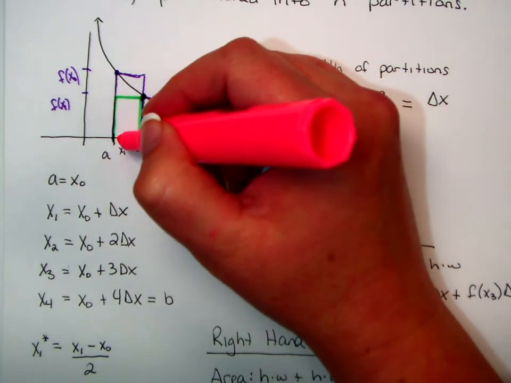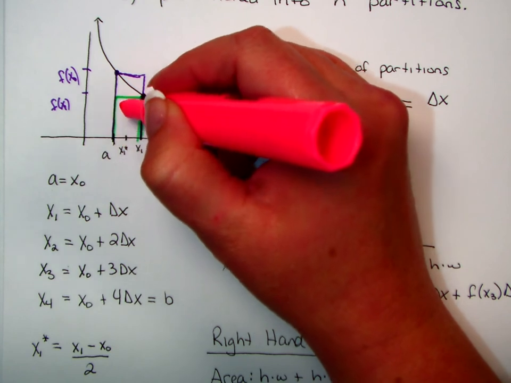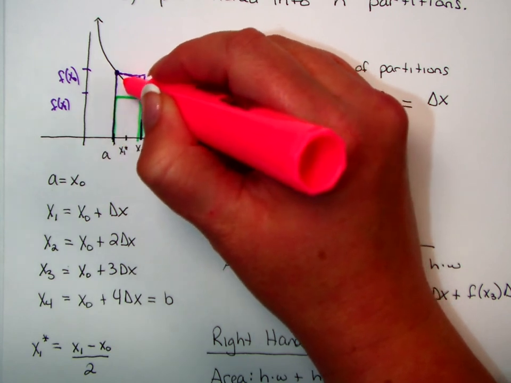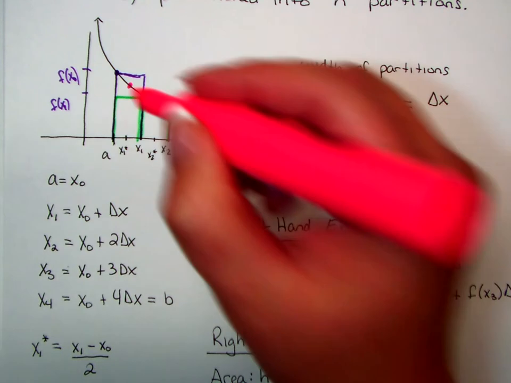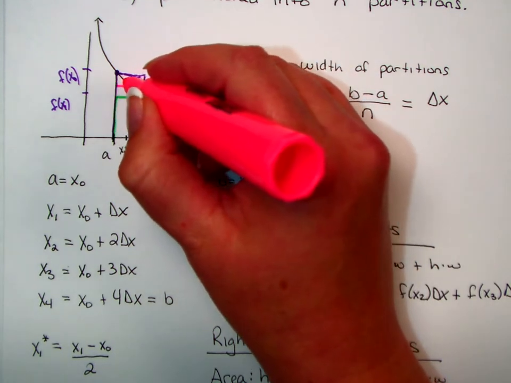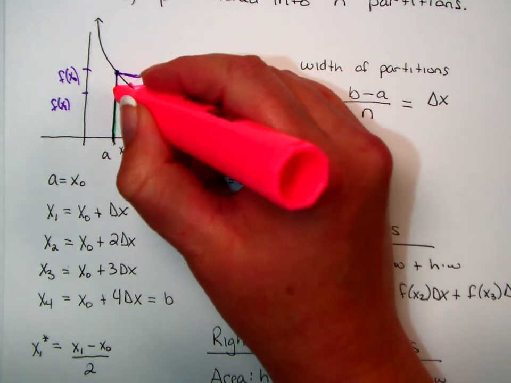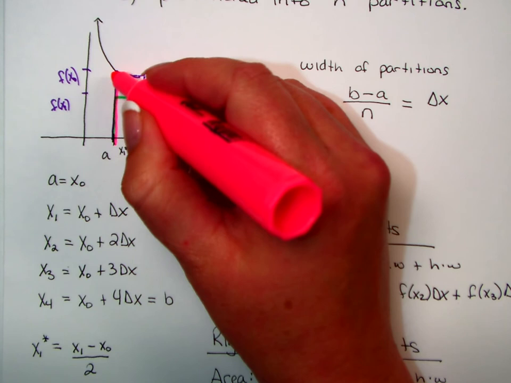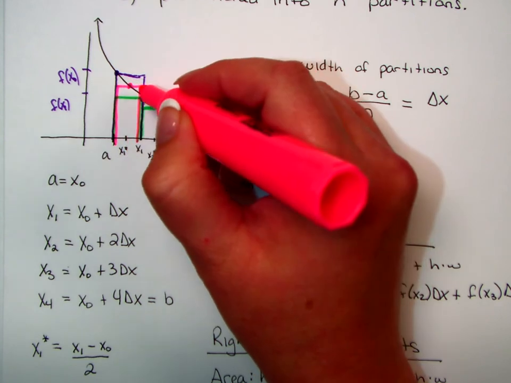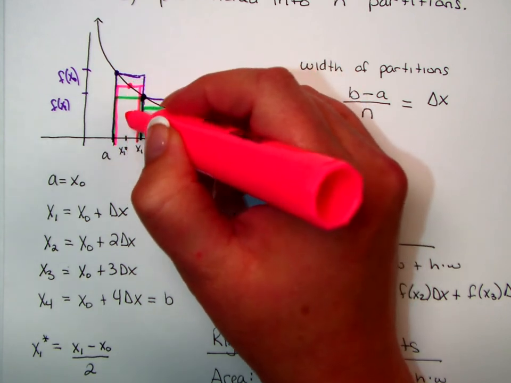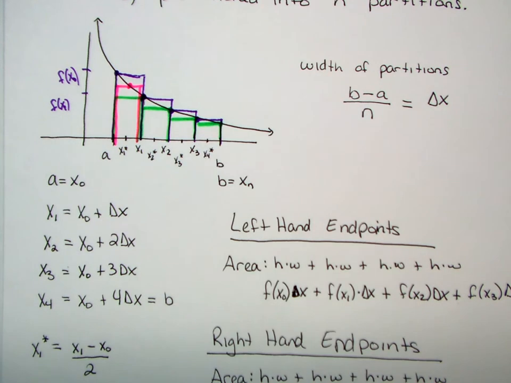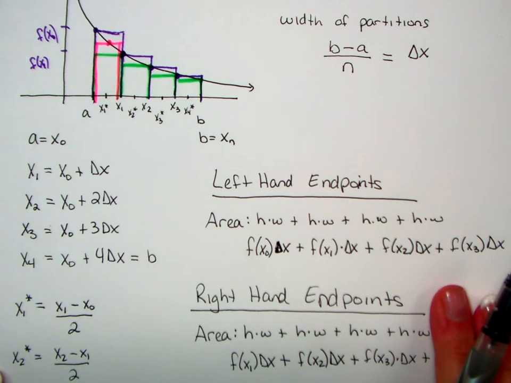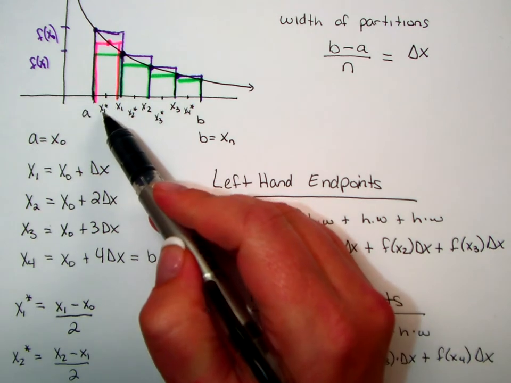So if I go up on the function and find the function value at x of 1 star, I'm going to mark it with this pink marker here. Now the height of the rectangle is going to be halfway between our left endpoint and our right endpoint. Notice on the left we got an underestimate, and on the right side we got an overestimate. So the midpoint here is probably the best approximation for the area we have so far. The height is going to be the function value at x of 1 star.